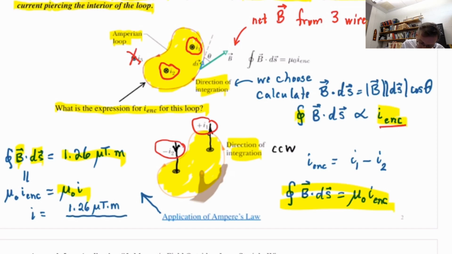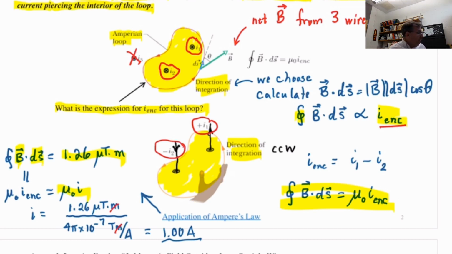Mu zero has a well-known value. We need to start getting used to it: 4 times pi times 10 to the minus 7, and the units are tesla times meter per ampere. Note that the units of meter cancel, and microtesla and tesla in essence cancel once you account for the factors of 10. You put that carefully into your calculator and check it. You'll see that that current comes out to be 1 ampere.